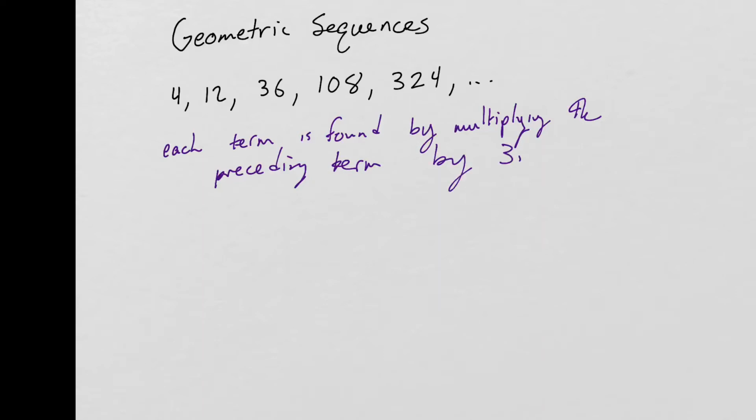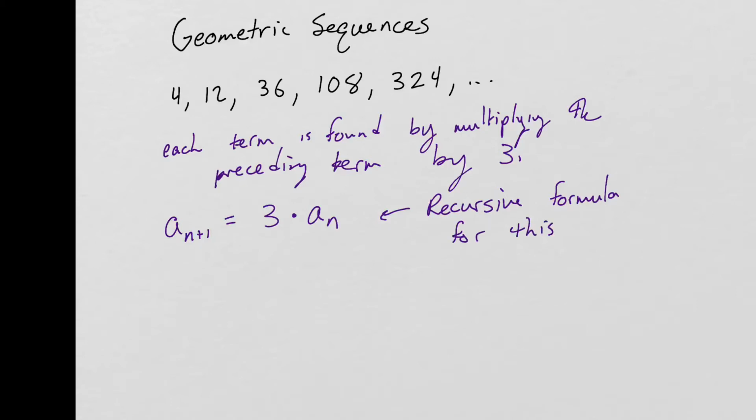Now, this leads us right into a recursive formula. So, for example, in this one, we would have a sub n plus 1 is just equal to 3 multiplied by a sub n. So whatever your next term is, it's just 3 times the term you had before it. So this would be a recursive formula for this particular sequence.